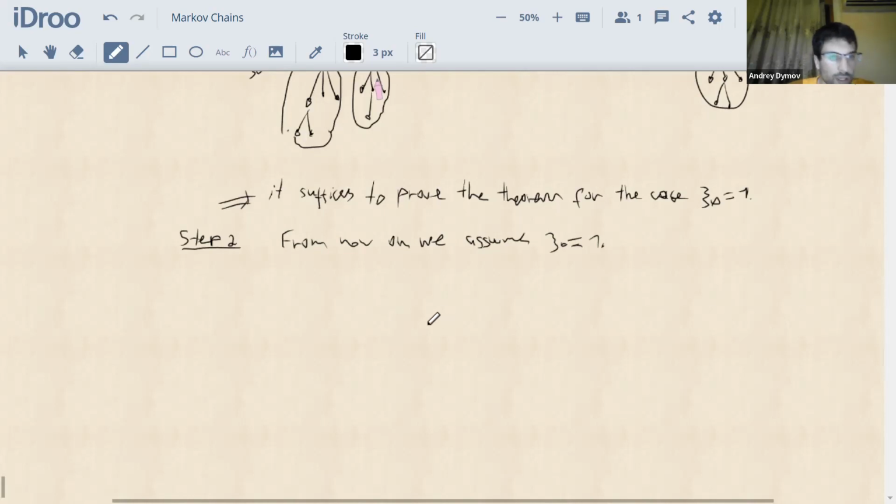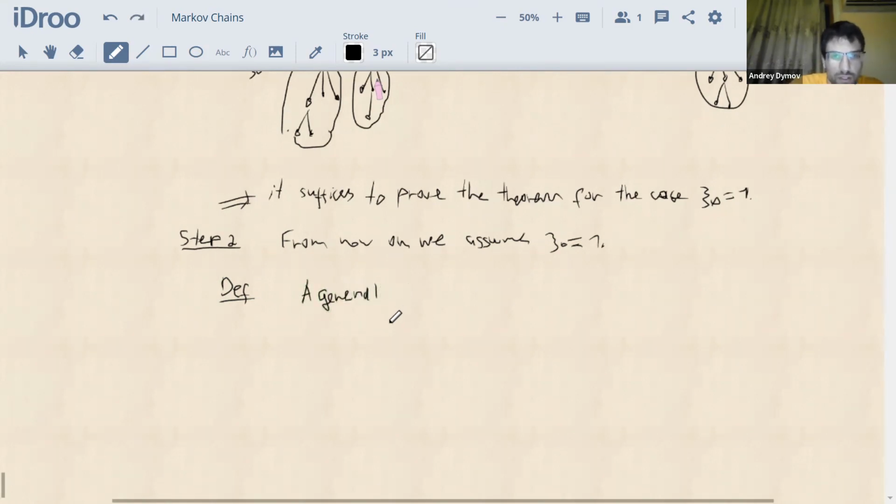So let me recall the following definition. I think that most of you are familiar with this definition. This is the definition of generating functions, производящие функции. So the proof will be based on generating functions.